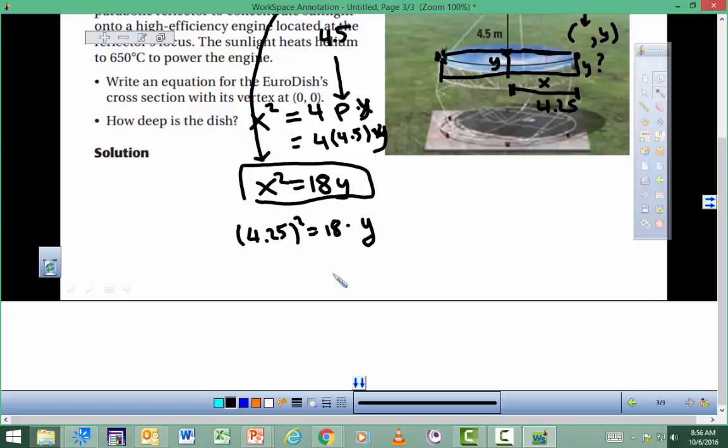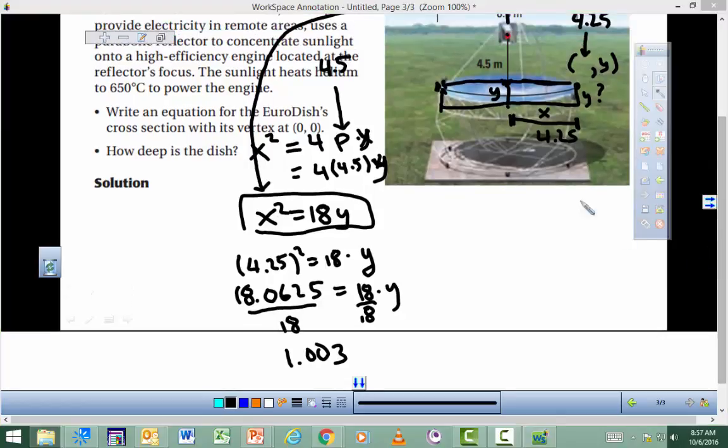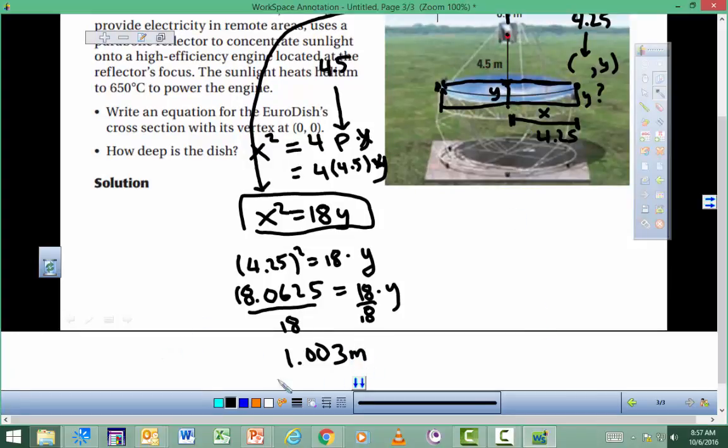4.25. We're going to square that. And this side I get 18 point. And what I would recommend is don't round off on your calculator. And so I have 18.0625 is equal to 18y. And now what I need to do is divide by 18 here and divide this side by 18. So I divide by 18 now, and I get 1.003. And by the way, what units do I have? This is in terms of meters, right? So it's about 1 meter deep at that point.